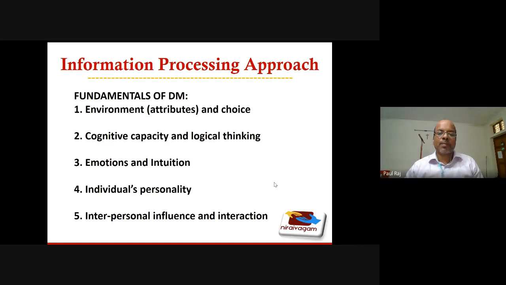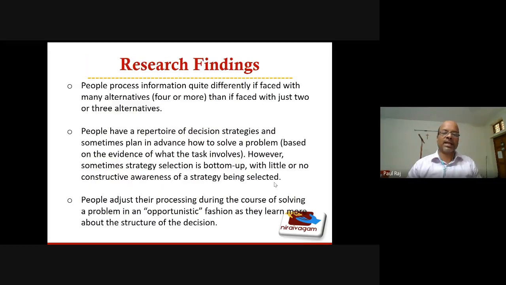Thus, we see before making a decision, a number of factors come into play in order to make a decision. Over to Father Jairaj.